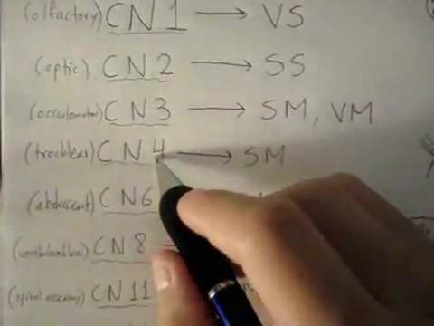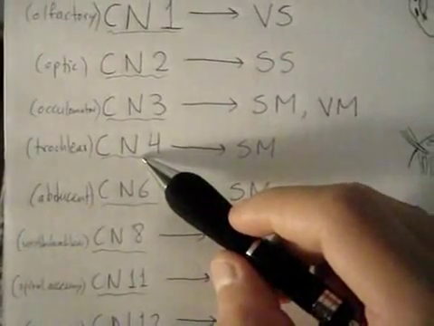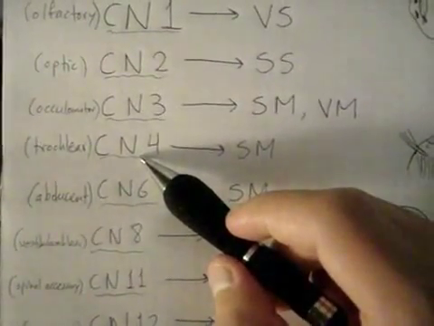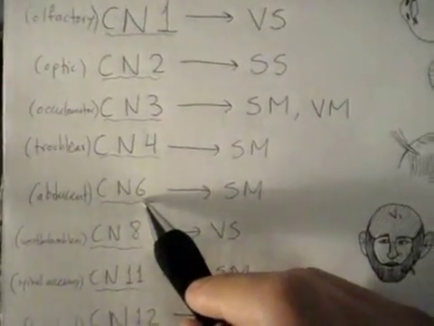Next is the trochlear nerve, cranial nerve 4, and the abducens nerve, cranial nerve 6, both of which are somatic motor. The trochlear controls the muscle called the superior oblique muscle of the eye, whereas the abducens nerve controls the lateral rectus muscle of the eye.